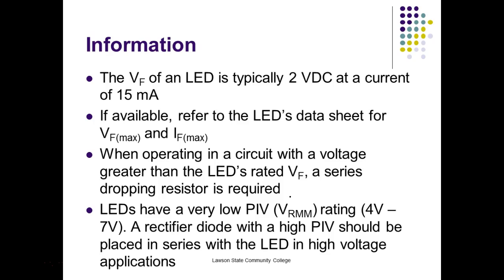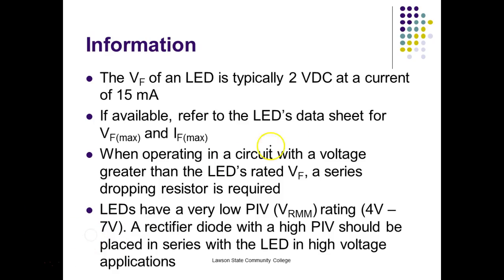When operating in a circuit with a voltage greater than the LED's rated VF, a series dropping resistor is required. LEDs have a very low reverse breakover voltage between 4 and 7 volts, so we usually don't reverse bias these things. If you exceed the breakover voltage of a diode, not a Zener diode, what's going to happen? It's going to burn up, right? What we can do is put a regular diode in series with it. And then we can operate it at higher voltage. Y'all understand what I'm saying?